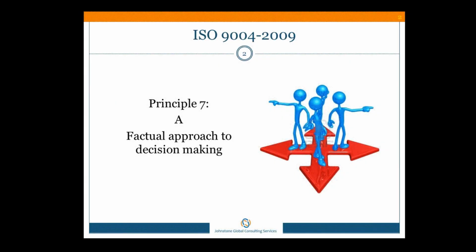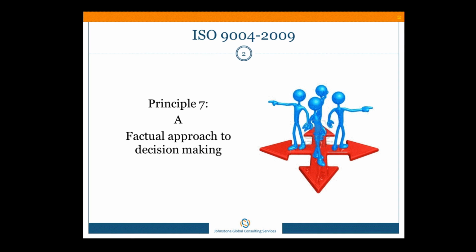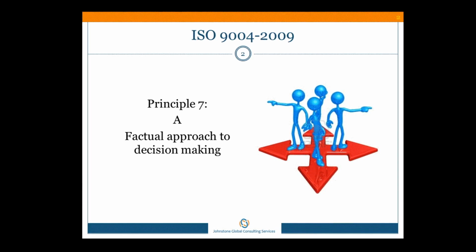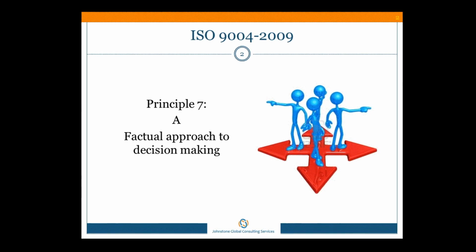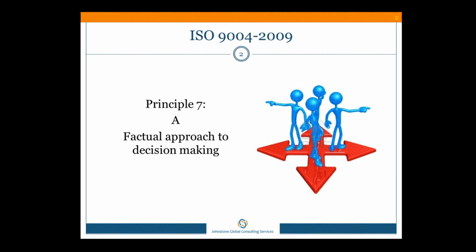ISO 9004 provides guidance to organizations on how to achieve sustained success through a system of quality management. One of the principles of a successful quality management system is to make improvement decisions using data and appropriate and valid analysis methods balanced with experience and intuition.